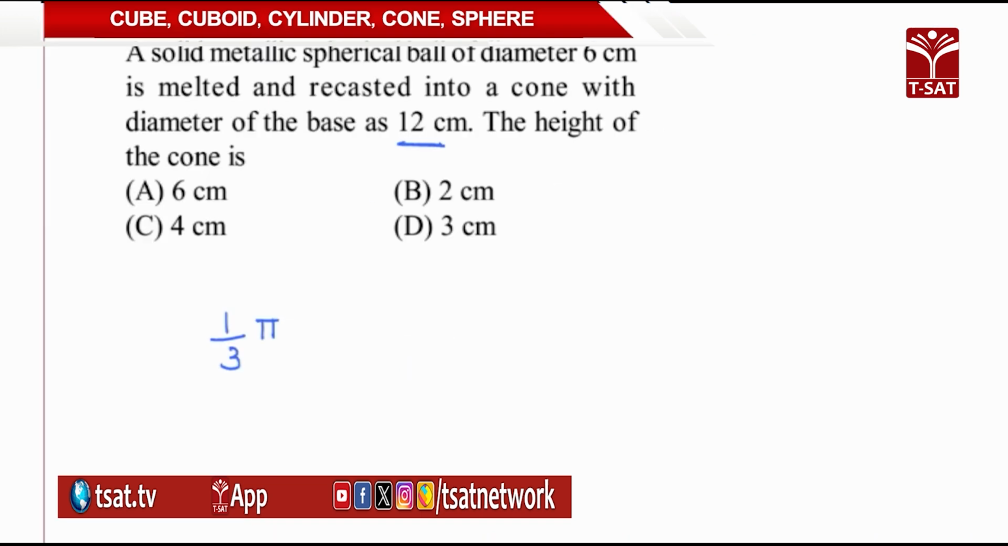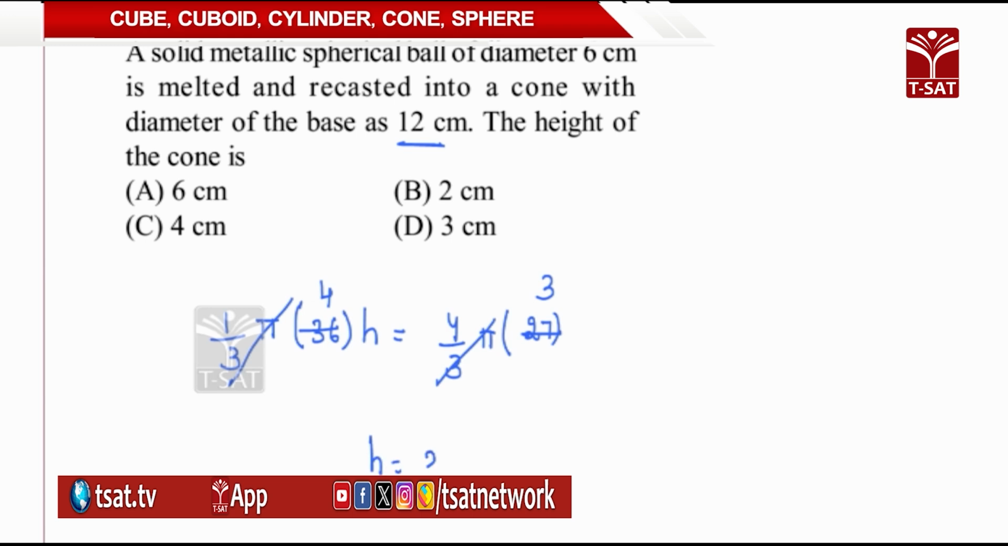Base diameter is 12, means radius is 6, therefore 6 square is 36, into height, is equal to the solid metallic spherical ball. Spherical ball is 4 by 3 pi r cube. Diameter is 6, radius is 3, therefore 3 cube is 27. 3 and 3 cancel, 3 pi by 3 anyway cancelled. This I would say 9/4, 9/3. 4 also cancels. Height is equal to 3 centimeters.